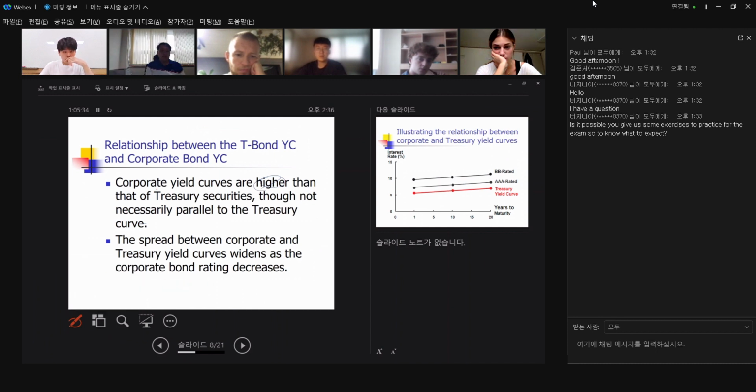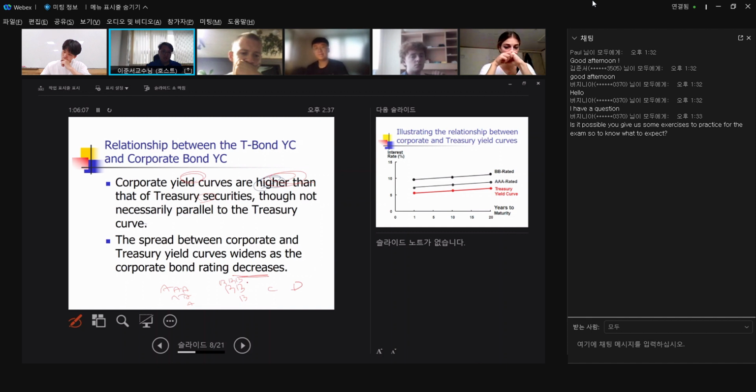Corporate bond yield curves are higher than that of Treasury securities, as I told you. The default risk is higher in corporate bonds than in Treasury securities, right? Though not necessarily parallel to the Treasury curve, the spread between corporate and Treasury yield curves widens as the corporate bond rating decreases. So as I told you, if you take triple A, double A, single A, triple B, double B, single B, C, D.